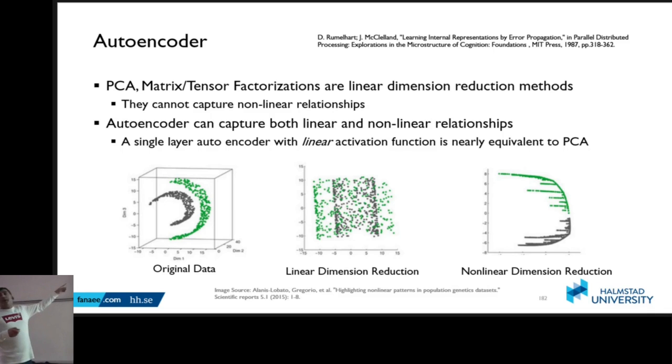So that's why we arrived at autoencoder, right? Autoencoder, contrary to PCA, matrix factorization and tensor factorization, which are linear dimension reduction methods, can capture nonlinear relationships. And what is a nonlinear relationship? This is nonlinear data, and we want to separate this green from black. If we apply PCA or tensor factorization, matrix factorization, it becomes like that. But if you apply an autoencoder, it can distinguish these two nonlinearly separable classes.